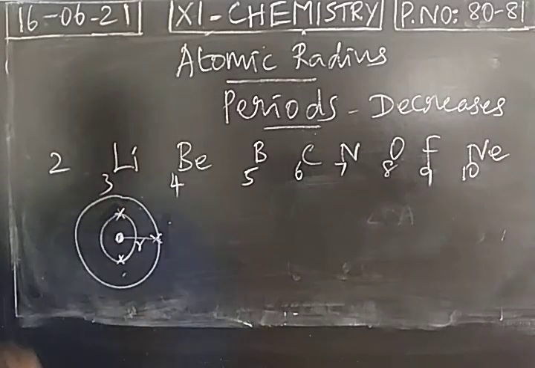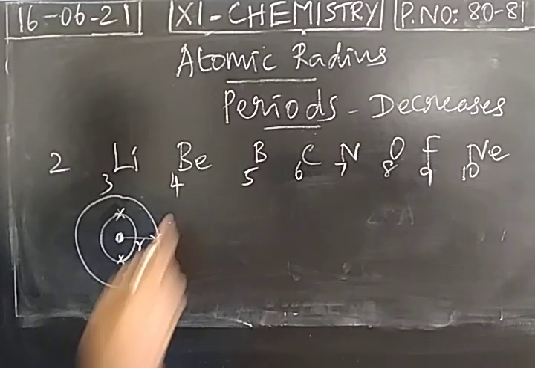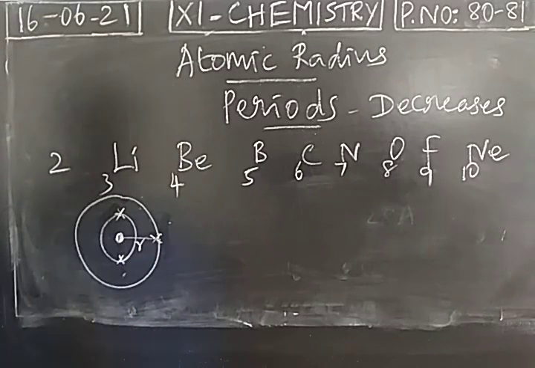Then what about beryllium? Beryllium has 4 protons in the nucleus, 4 electrons outside the nucleus.